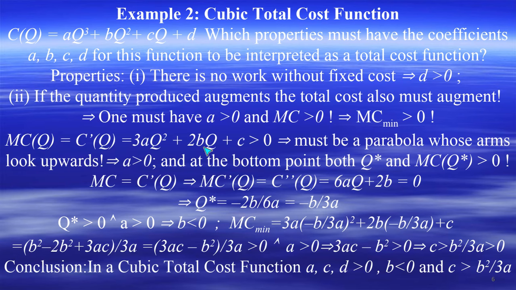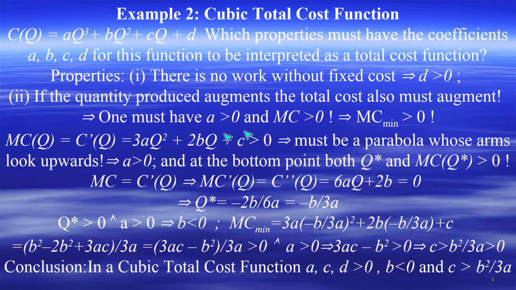So that we don't fall in a region where the marginal cost is negative. We should not allow marginal cost to be negative anywhere. So its minimum point should also be positive. How shall we do it? We will find the minimum of the marginal cost.